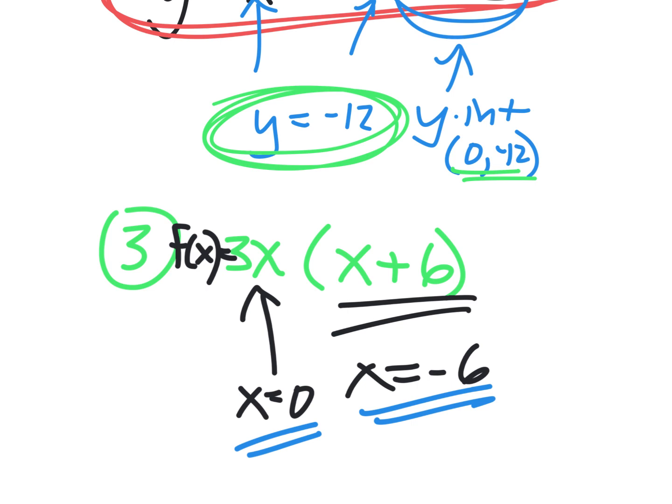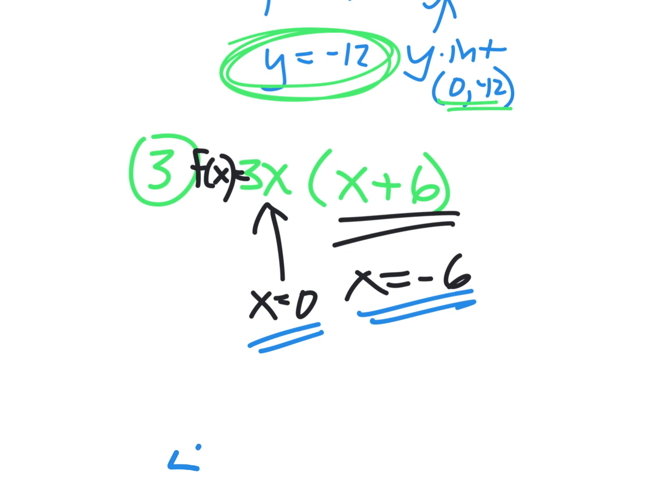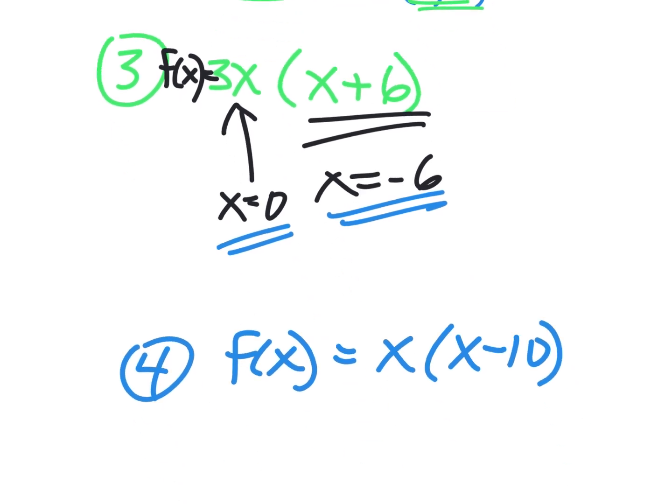Now factors, these all haven't needed factoring so far, but now it's got to be number 4. It's got to be a factoring problem. Is it finally a factoring problem? Quinn, would you read me number 4? F of x equals x, and then in parentheses x minus 10. It's already factored again. Too easy.